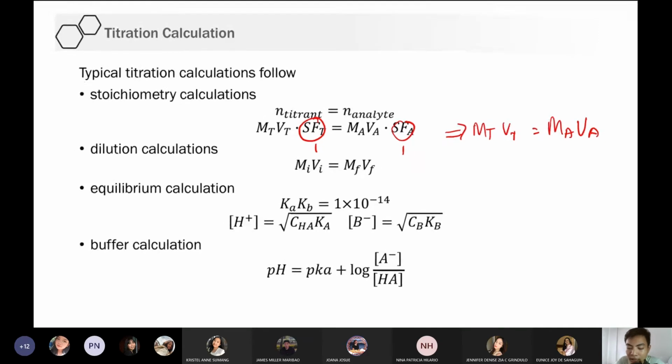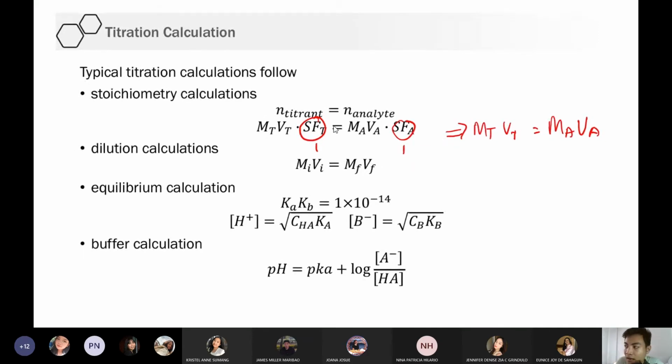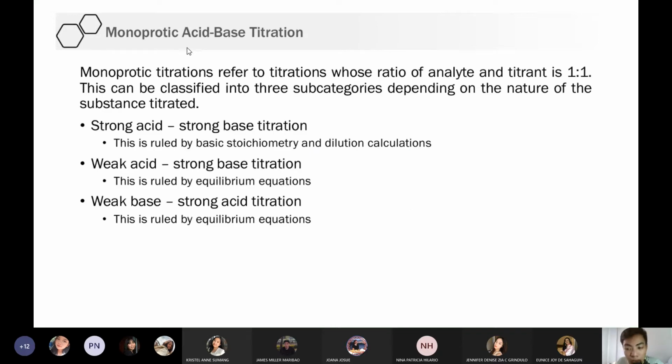Bakit naging reduced to that? Kasi ang kanilang ratio ay 1 to 1. Isang acid, isang base ang equivalent. Kaya nga sabi natin monoprotic, isa-isa lang yung nagre-react.